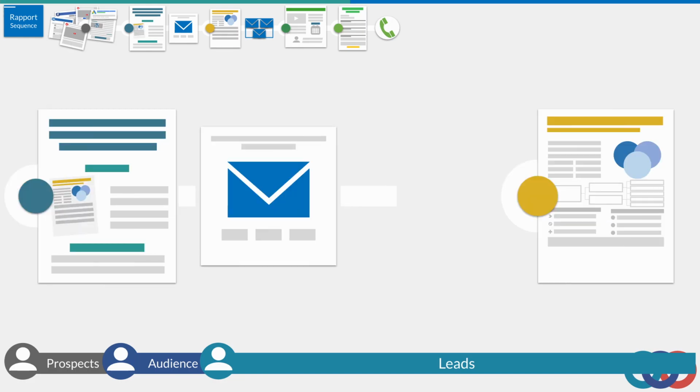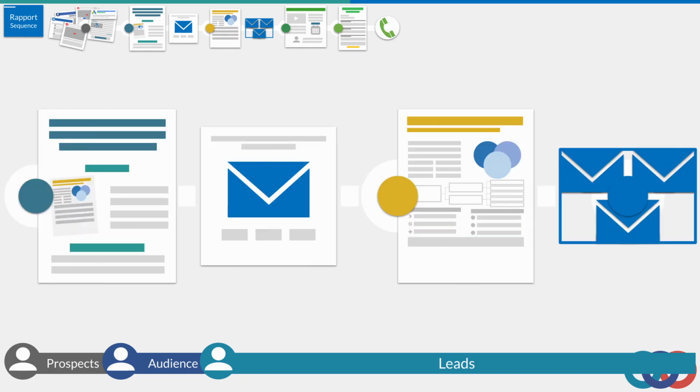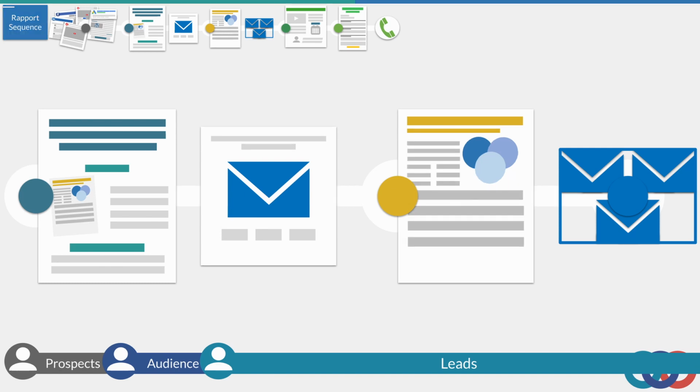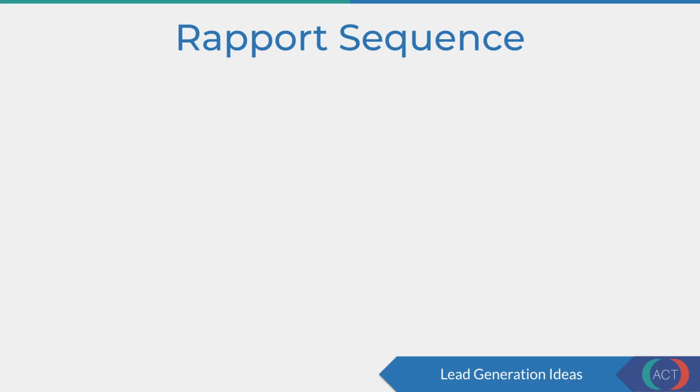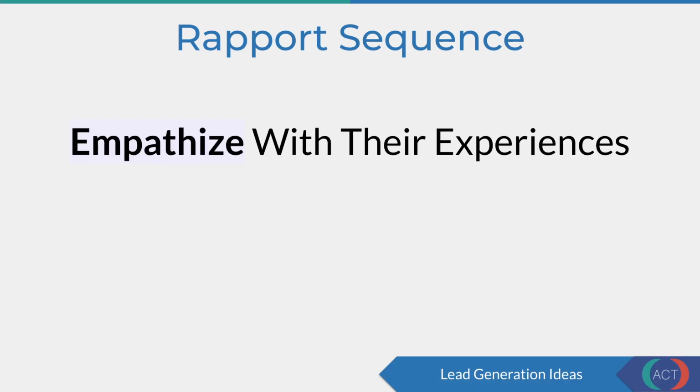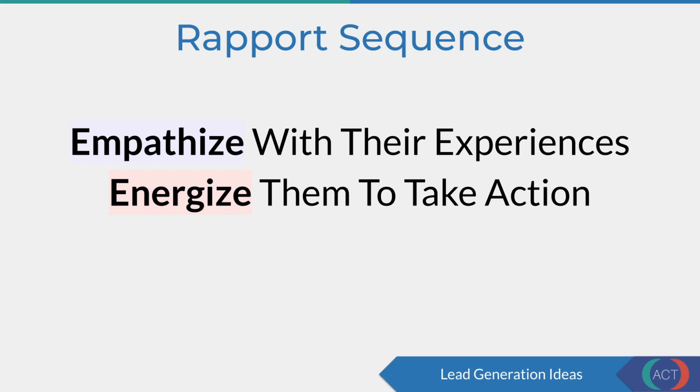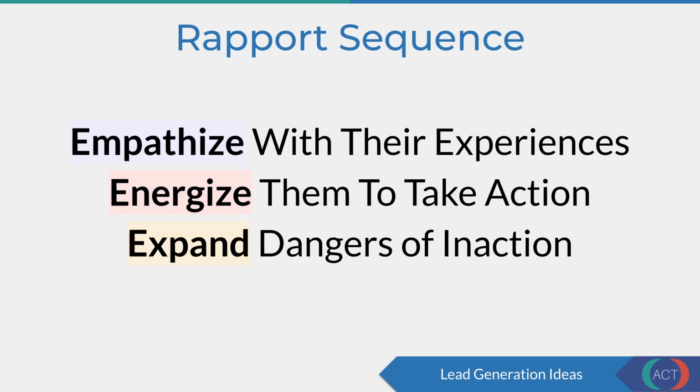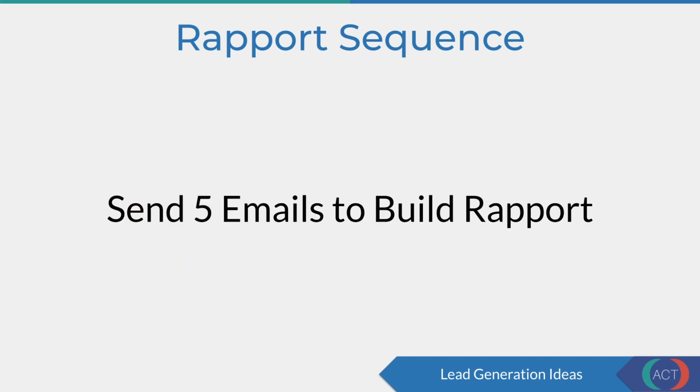To build trust and rapport, you will send a series of emails. These emails will let them know that you can help them with their problems and achieve the results they desire. Avoid sounding salesy, but still include a call to action in the PS section. Through these emails, you'll lead them to your booking page and hopefully get them to book a strategy call with you. This email sequence should empathize with their experiences, energize them to take action, and expand on the dangers of not taking action. When setting up your email sequence, we recommend sending at least 5 emails that go out once a day after someone signs up.